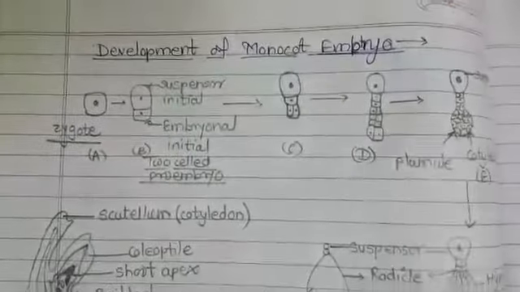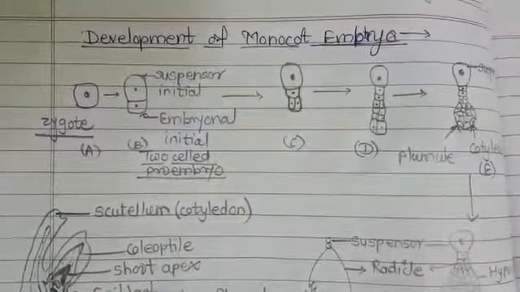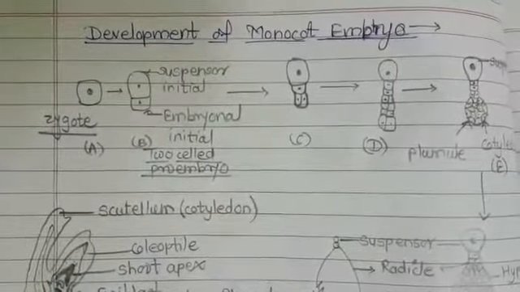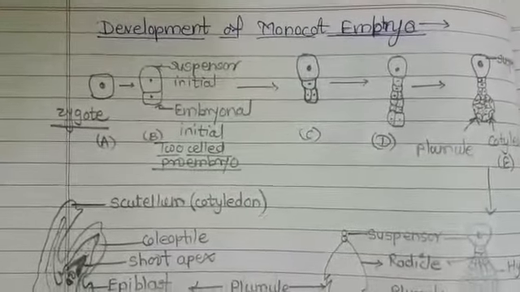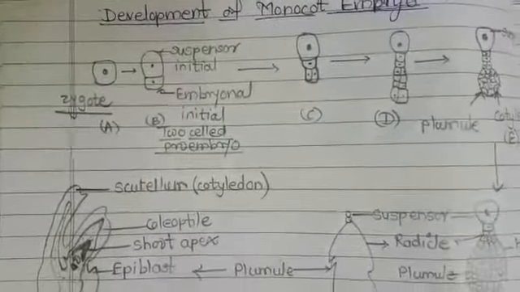Now we see the development of monocot embryo. Monocot embryo follows the same process as we saw in dicot up to the octet stage. After that it will show some different structures. Let's see the development of monocot embryo.